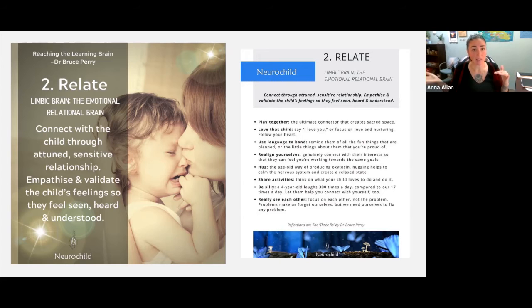But again, no child wants to be that explosive child. No child wants to go through this huge emotional stress response. It doesn't feel good. Even as adults, it doesn't feel good. When we lose it, it doesn't feel good, right?